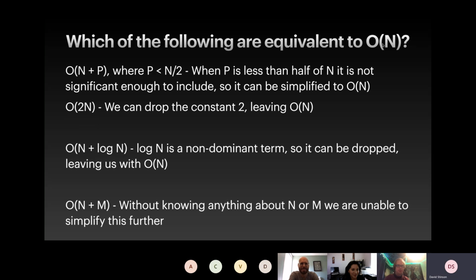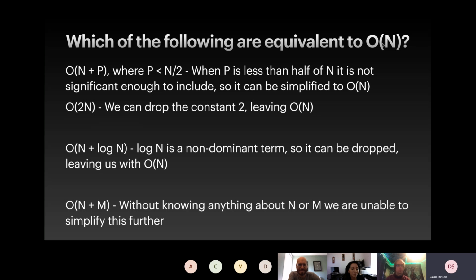So, kind of already gave away one. If P is less than half of it, it's not significant enough to include, so it can be simplified. O of 2N, we can drop the constant of 2. That leaves O of N. And then we've got N plus log of N. Log of N is a non-dominant term, so it can be dropped. So that leaves us with O of N.